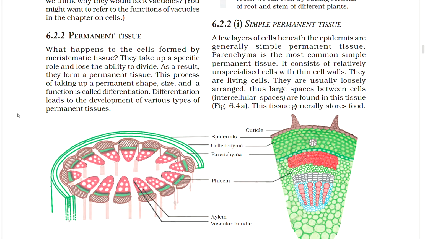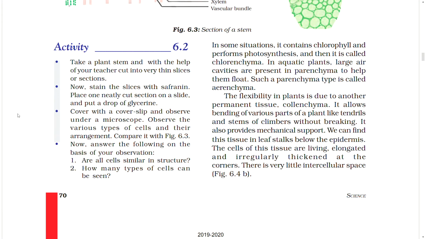This tissue generally stores food. In some situations, it contains chlorophyll and performs photosynthesis, and then it is called chlorenchyma. In aquatic plants, large air cavities are present in parenchyma to help them float. Such a parenchyma type is called aerenchyma.